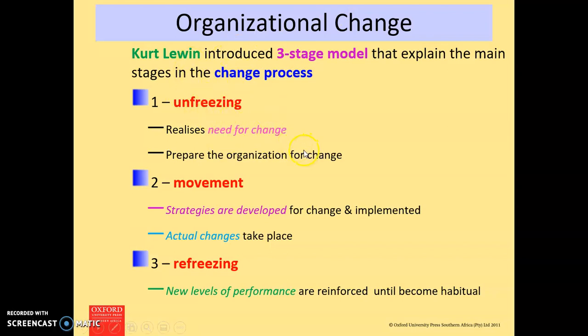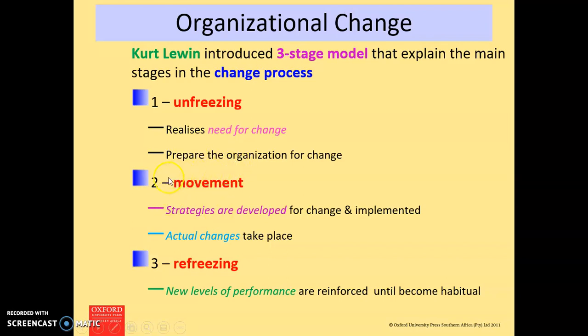So for unfreezing, use the example of an ice cube. If you want to change the shape of the ice cube, you have to unfreeze the ice cube to become liquid. So unfreezing is the first stage where individuals realize they need to change. So they need to unfreeze their status quo or their current state. Unfreeze means they have to move. With the ice cube, this ice cube needs to be unfrozen so that it becomes liquid, so that we can change it into a different shape.